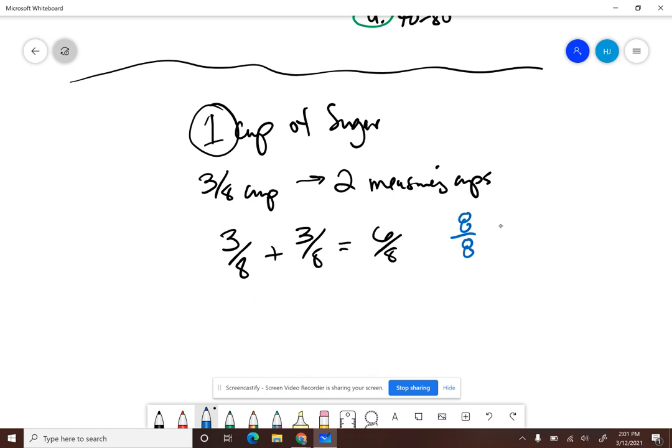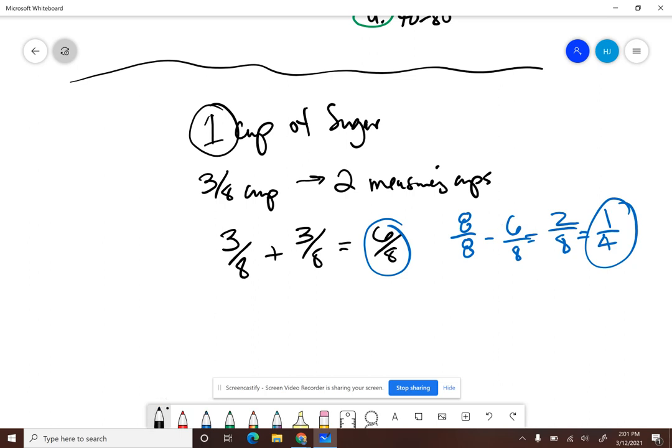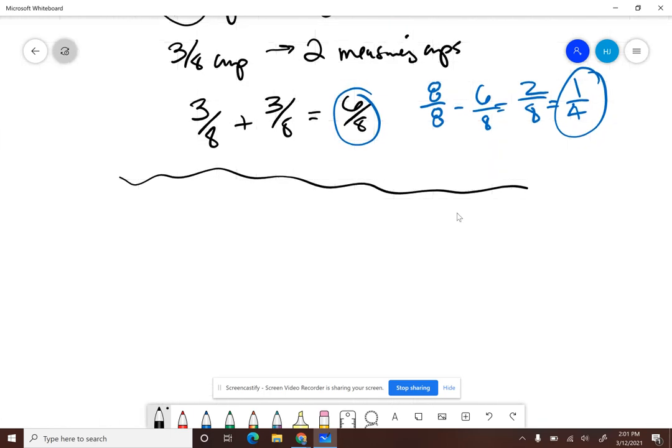So if I take my 8/8, which is 1 cup, minus my 6/8, which is what I've put in so far, that means I still lack 2/8. But again, I could simplify that, and that would be 1/4. Okay. So Mary still needs to put 1/4 of a cup into her recipe. So you kind of see how that could be useful if you're cooking or baking at home, doing something like that. Let's look at one more example, and this will be it for today.